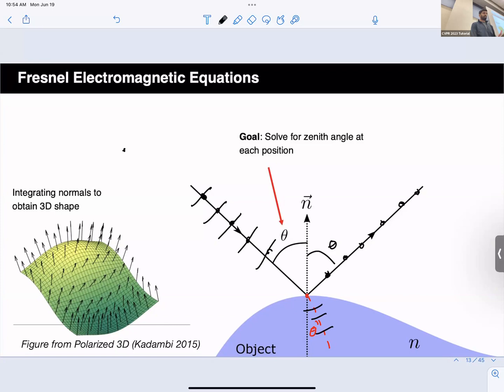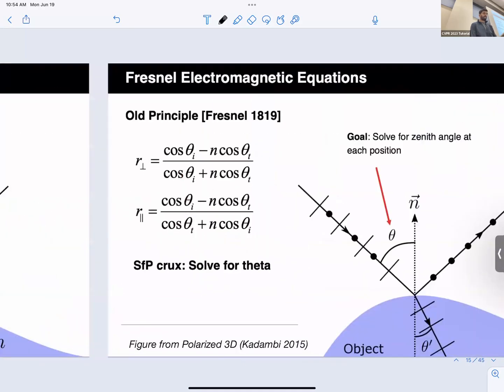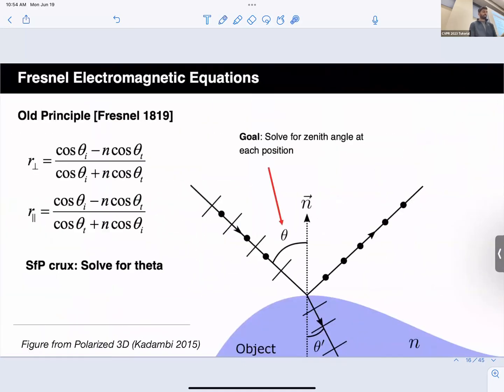Okay. Now, luckily, we have these equations from optics to describe this effect. The equations that describe this effect are known as the Fresnel equations. So it's kind of an old principle. It's from the 1800s, but it basically tells you that this angle theta somehow corresponds to the reflectance of perpendicular and parallel polarized light. Okay. So this is your equation.